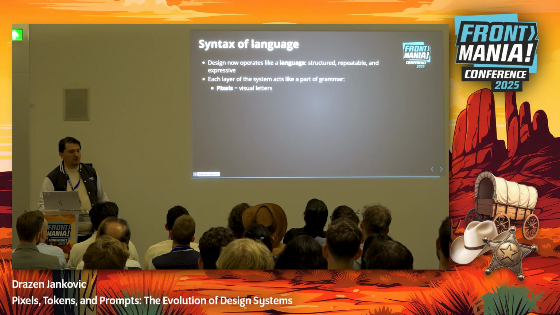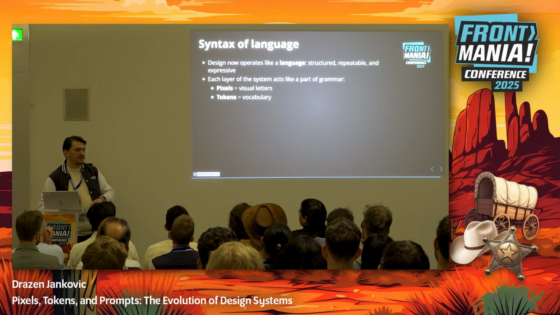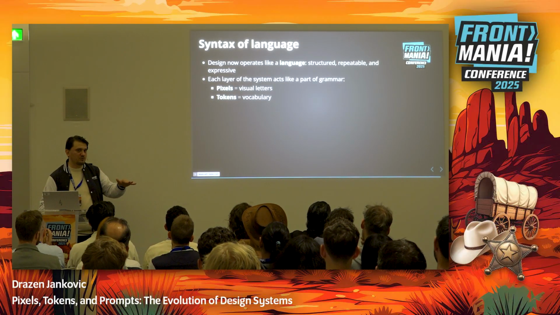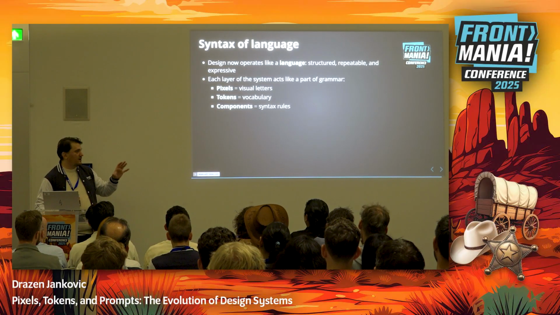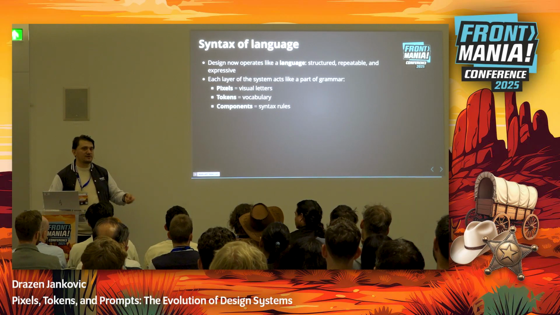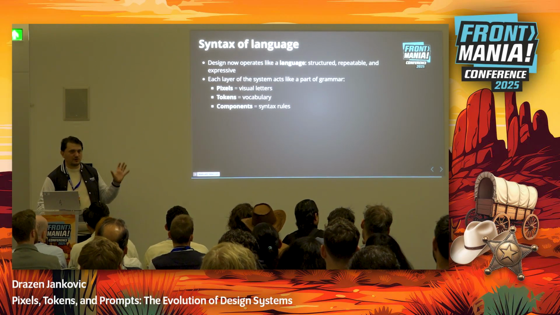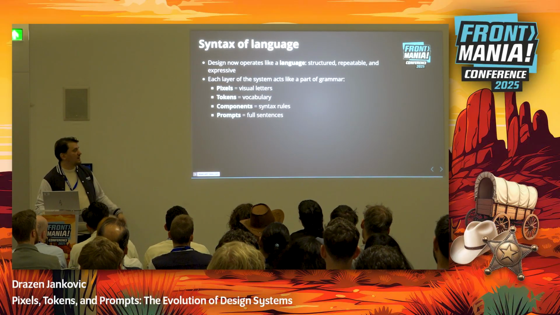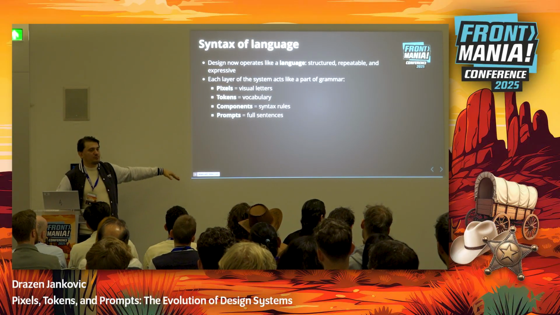Your pixels become your letters, basically. Your tokens are your vocabulary, like speak the same thing. If I say primary, everybody should know what primary is, even the AI. Components are all of the rule sets. What modifiers can I use? When can I use these modifiers? What props can I use? When can I use the props? And so on. That's all handled by your components. And the prompt is then just basically implement all of those things to output what you need.